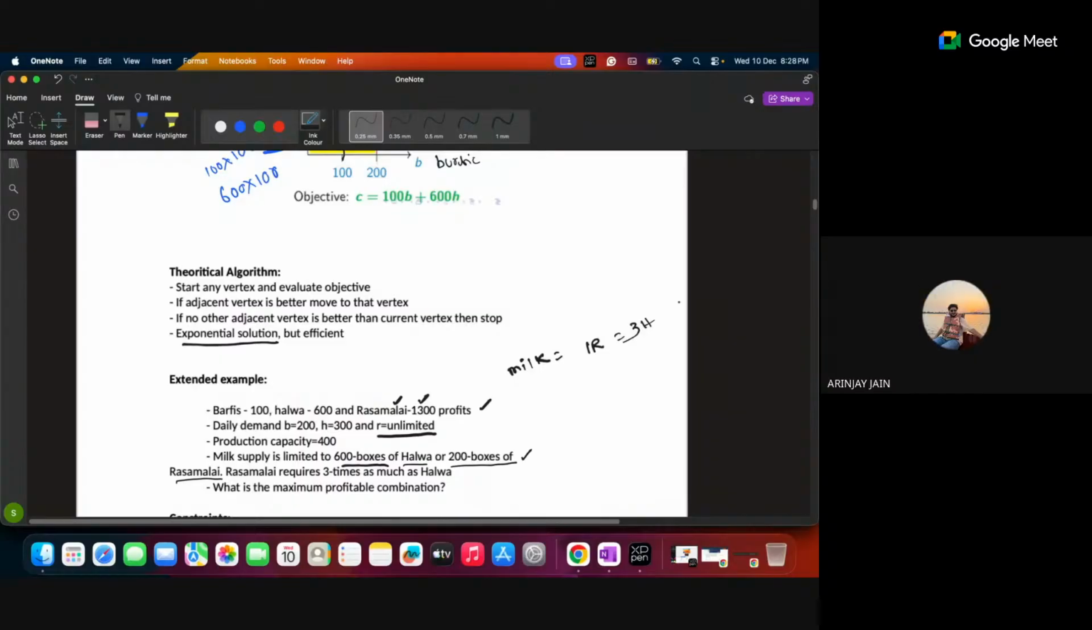Yes, sir. So that's 3 times. That rasmalai requires 3 times as much as halwa. It does not mean that a new product is introduced; another constraint was introduced, so it is going to be.